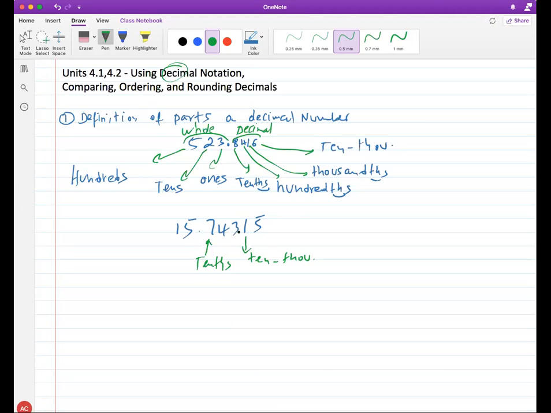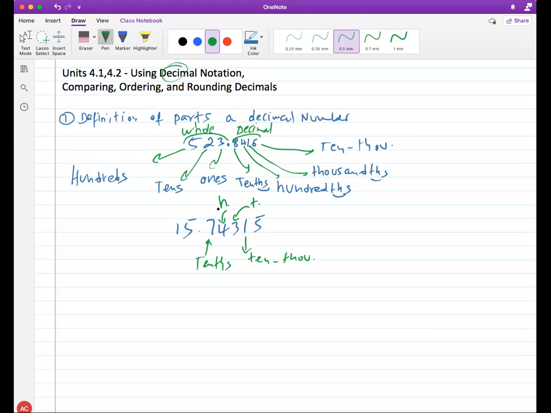And then what digit is in the hundredths position? The hundredths would be the 4. And of course, the 3 is in the thousandths position, then ten-thousandths, hundred-thousandths, and so on. So you should be able to identify, label, or name a digit or place value in a decimal.